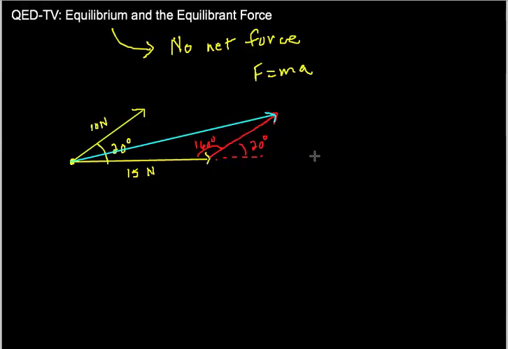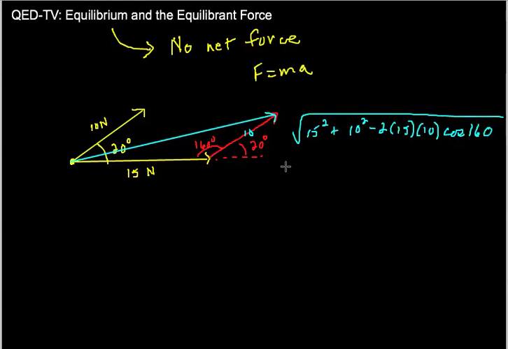I can do i hat, j hat, or since I've drawn it this way, I'll just use the law of cosines. So I have 15 squared plus 10 squared minus 2 times 15 times 10 times the cosine of the angle in the middle, which is 160, and I take the square root of that whole thing. If you do it in your calculator, you get a resultant vector of 24.6 newtons.